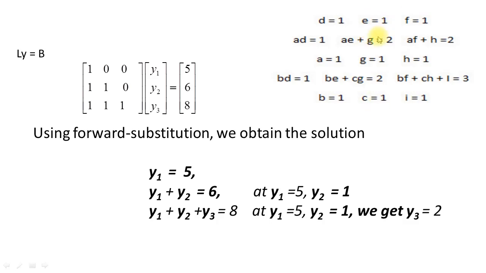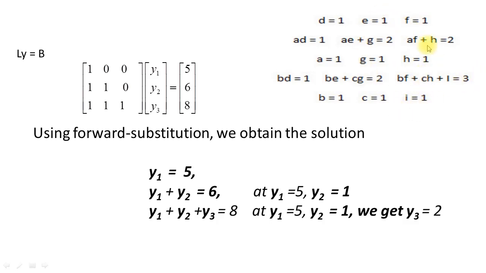Now BF plus CH plus I is equal to 3. Now putting the value of B, the value of B is 1, the value of F is also 1, the value of C is 1, the value of H is also 1. So putting all these values of B, F, C, H, we obtain 1 multiplied by 1, plus 1 multiplied by 1. So 1 plus 1 is 2, so 3 minus 2 is equal to 1, so the value of I is 1.